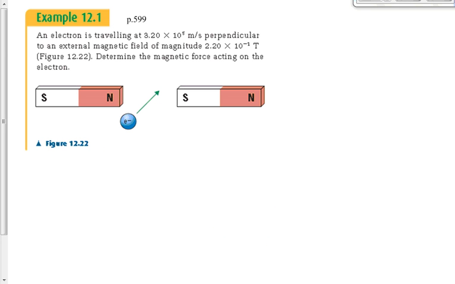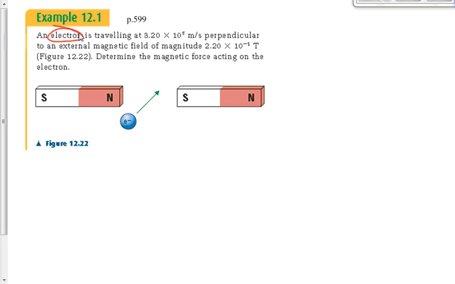Let's see what we can do with an example on page 599. This is an electron. Hey, that's important to me. I'm going to circle that because I want to remind myself that this is a negative particle, and if I'm going to use a hand rule, it's going to be a left-hand rule. Either wire grasp rule, left hand, coil rule, left hand, or a hand rule for deflection, left hand. Left hand, bottom line is left hand because it's a negative particle. It's traveling at this speed, perpendicular.